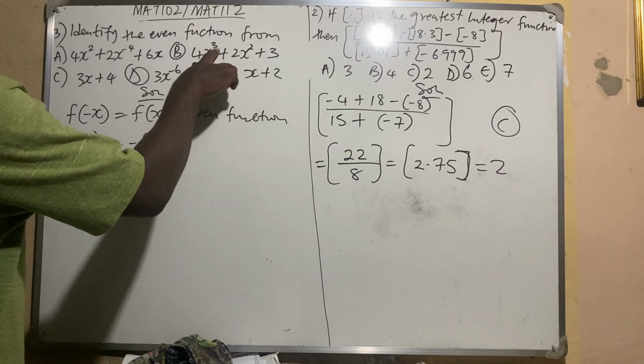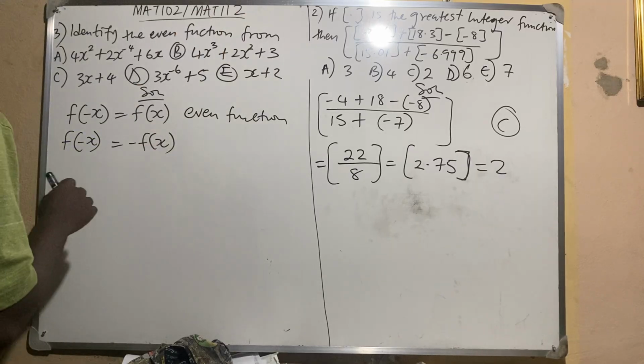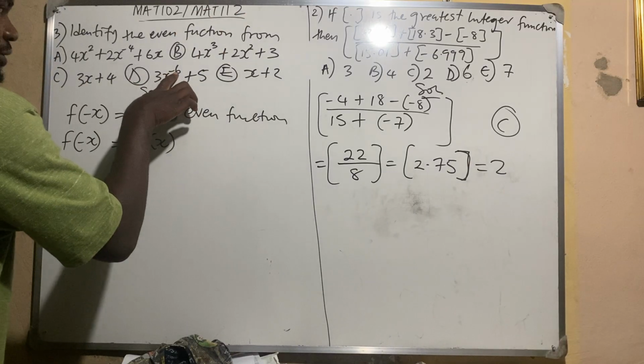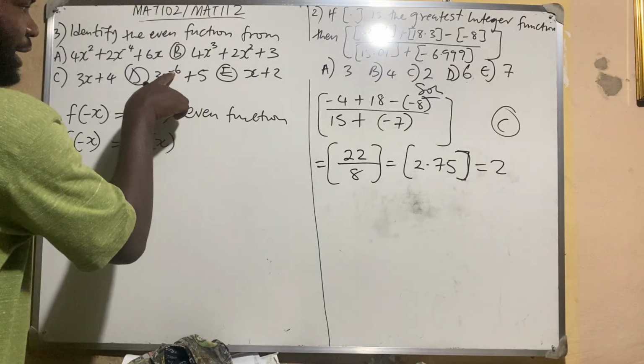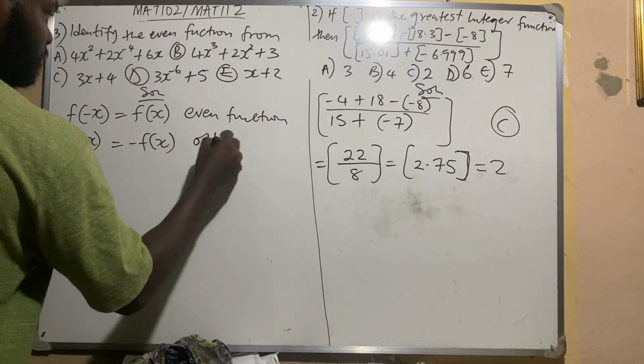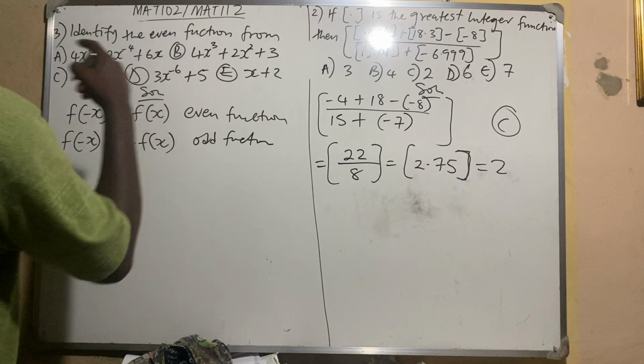Look at this one. 3 is an odd number, it will not work. This one, the power here is 1, it will not work. This is minus 6, the only even number here, so the answer here is D. But let us check it. Don't conclude until you check it.